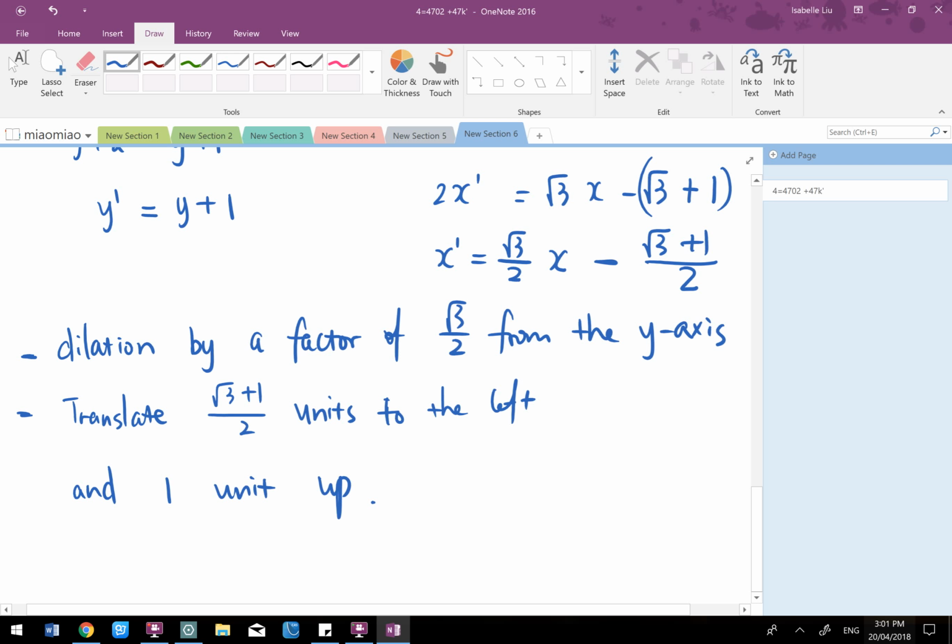Can you see the translation units change as well? Like how many units change as well? The dilation factor changes as well because it's dilated from the other axis. This is the answer for part B. Y plus 1.